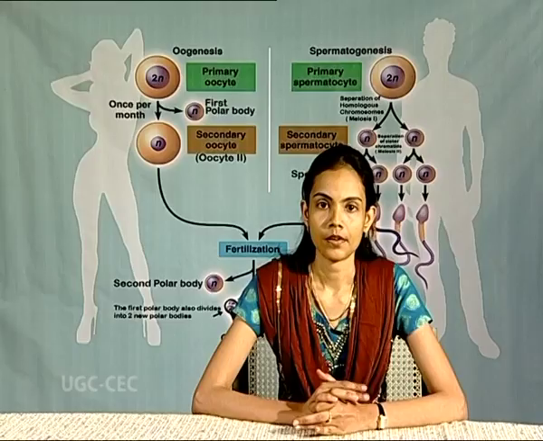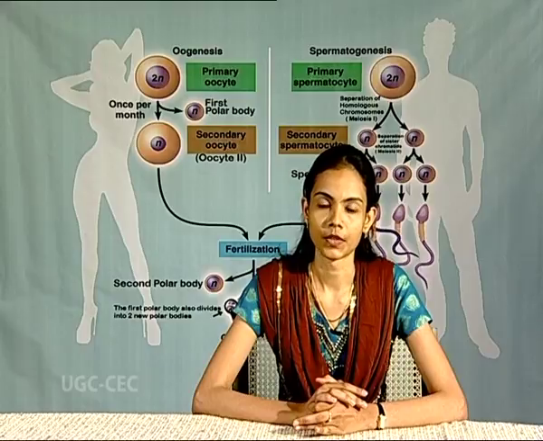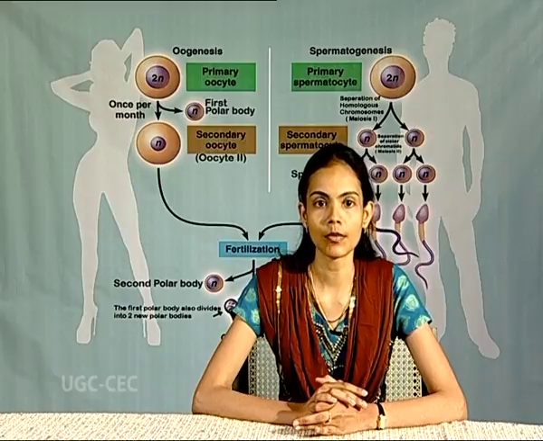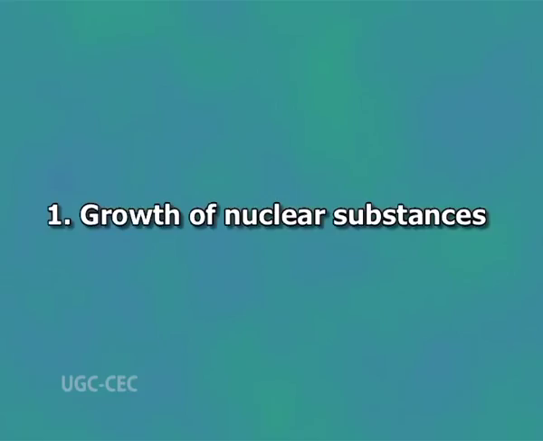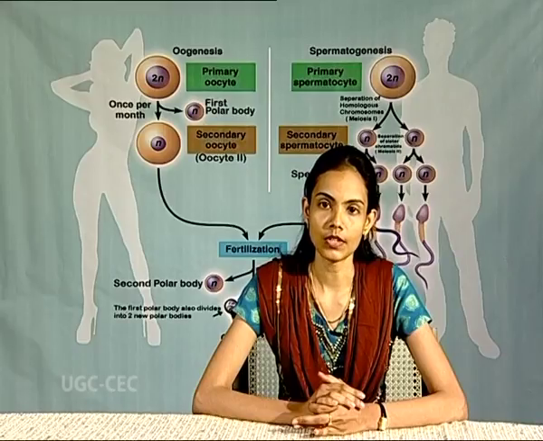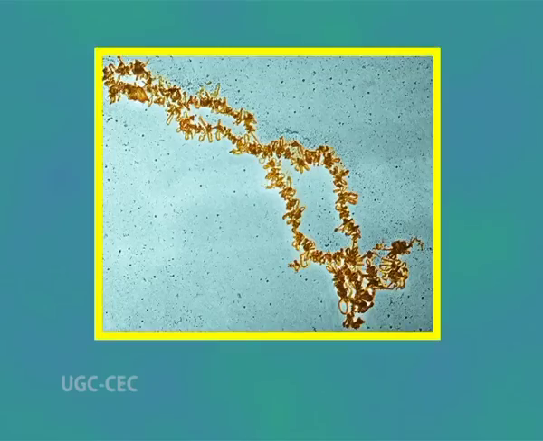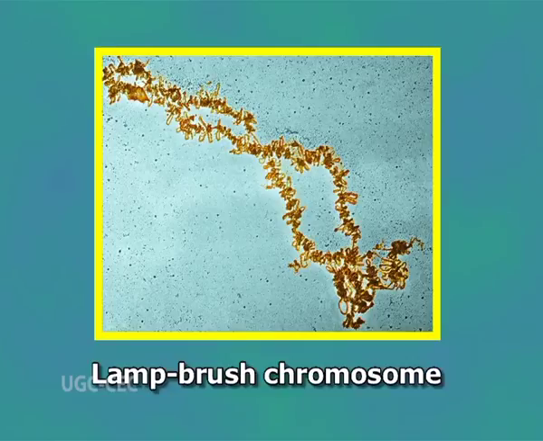Pre-vitellogenesis. During this growth period, the nucleus and cytoplasm of the primary oocyte increase enormously in volume. Growth of nuclear substances. Mostly because of large production of nuclear sap, the nucleus of the oocyte becomes enlarged. The chromosomes increase in length and acquire a characteristic appearance. Due to the bushy appearance of the chromosomes, they are called lampbrush chromosomes. The nucleolus of the growing oocyte increases greatly in size.